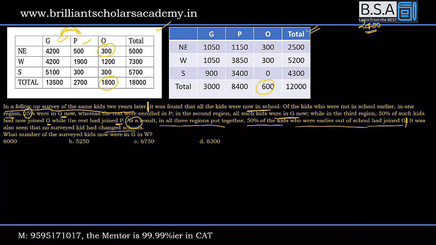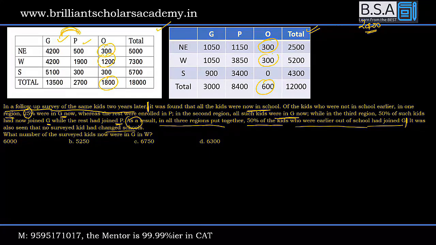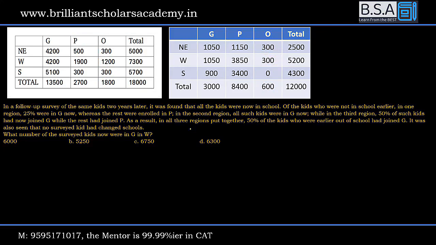Out of these, one region, we do not know which region, 25% are going to G, others are going to P. In second region, which one we do not know, all the kids went to G. People who are outside the school, all of them went to G. And in third region, 50-50 was distributed between G and P. As a whole, listen to this, it is very important. As a result, in all three regions put together, 50% of kids who were outside the school had joined G. If 50 had joined G or government school, so we can say 50 had joined P.